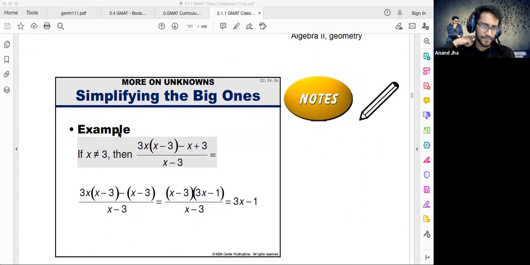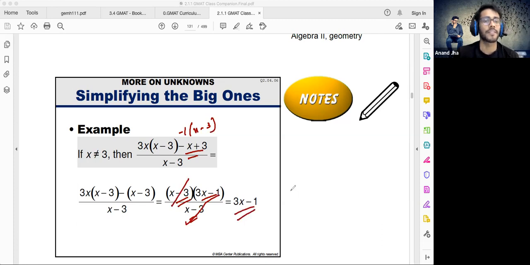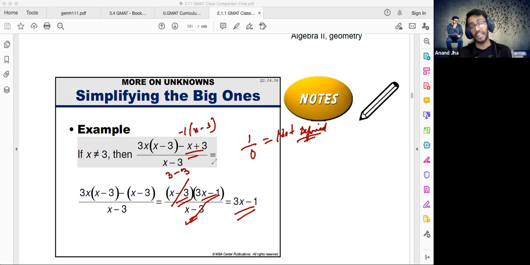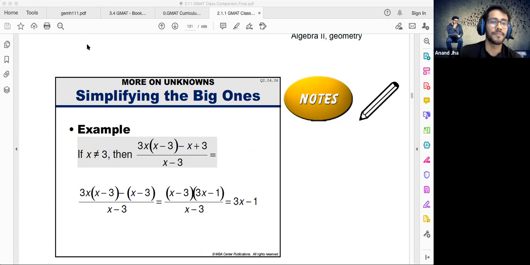Taking common. Here we can take minus 1 as common. Here we can take minus 1 as common. So x minus 3. So of course I'll write x minus 3 into 3x minus 1 by x minus 3. So always take a factor and then simplify it. X should not be equal to 3. Why? Because in mathematics 1 by 0 is not defined. Because if I take 3, 3 minus 3 will be 0. Denominator will be 0. In any case, denominator should not be 0. Then only we can do it.